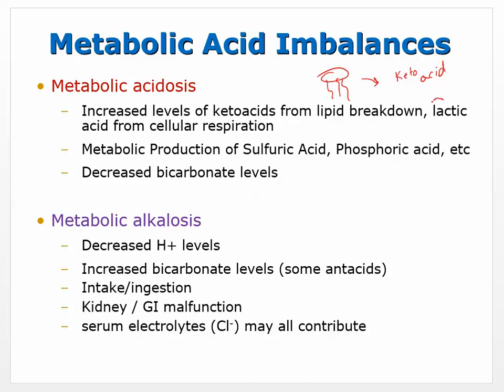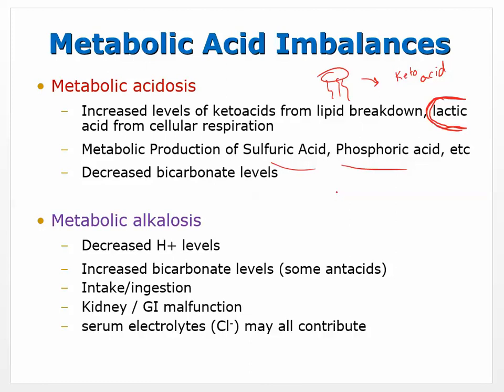Same thing with lactic acid. We mentioned earlier that if you don't have enough ATP, or you're working your muscles too hard, you'll have a buildup of lactic acid, and that's going to cause a decrease in pH. Does that have anything to do with breathing? No, so it's metabolic. Can you fix it by changing your respiration rate or your ventilation rate? Yeah, you can. You can compensate, but the cause of it is metabolic. So metabolic production of sulfuric acid, phosphoric acid, so anything really that's going to lower your pH that doesn't have anything to do with ventilation. So decreased bicarbonate levels overall, any of these things can cause it.